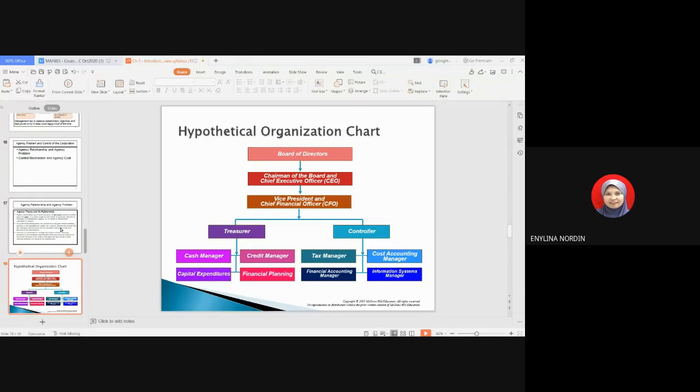So this conflict of interest must be resolved so that the company's value will increase. If not, it will give a negative impact. So this will lead to a reduction in the share price of the company, and then the firm's value will fall, so the shareholders' wealth will also decline.